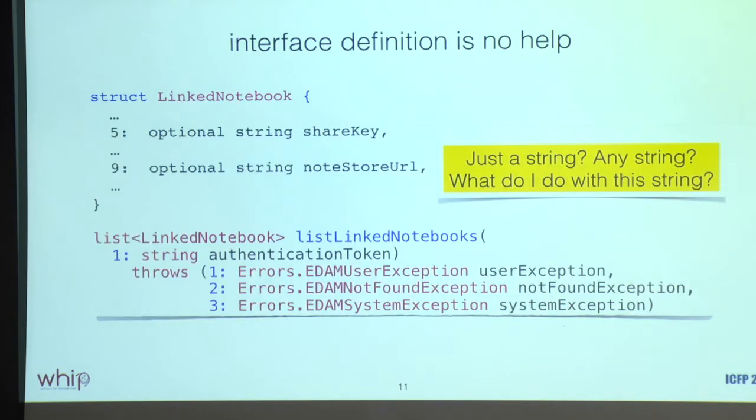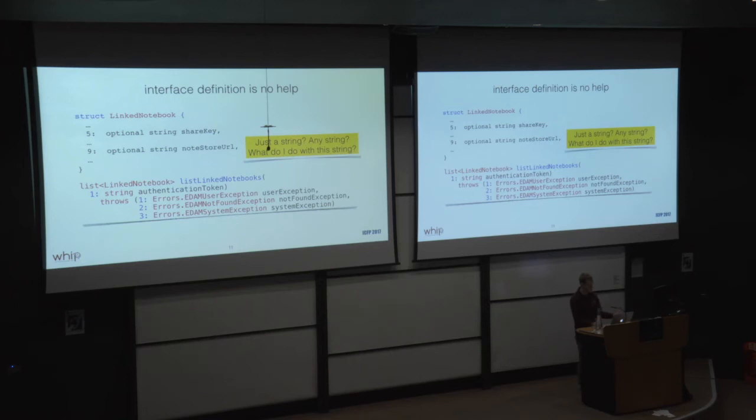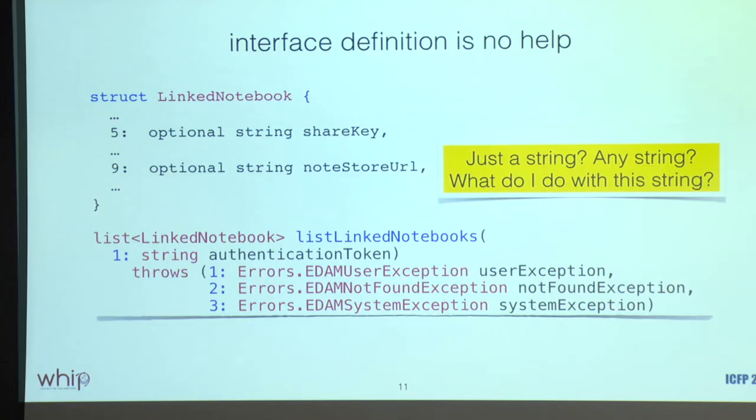And the network protocols themselves, the actual programmatic interfaces for these services, aren't much help for figuring out how to use the service. Here's a snippet of the actual network specification for the Evernote API, given in Thrift IDL. The note store URL is just encoded as a simple string. So developers need to heavily rely on the developer documentation to understand what they should do with that string and how it should be interpreted.